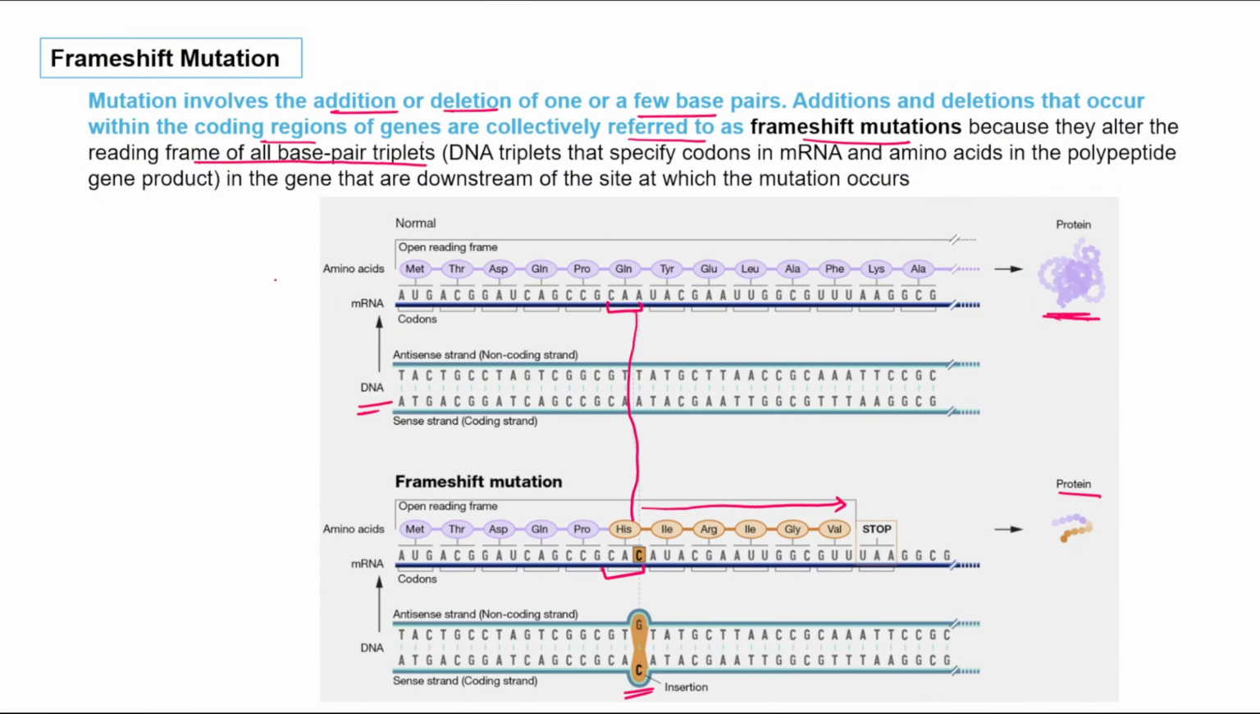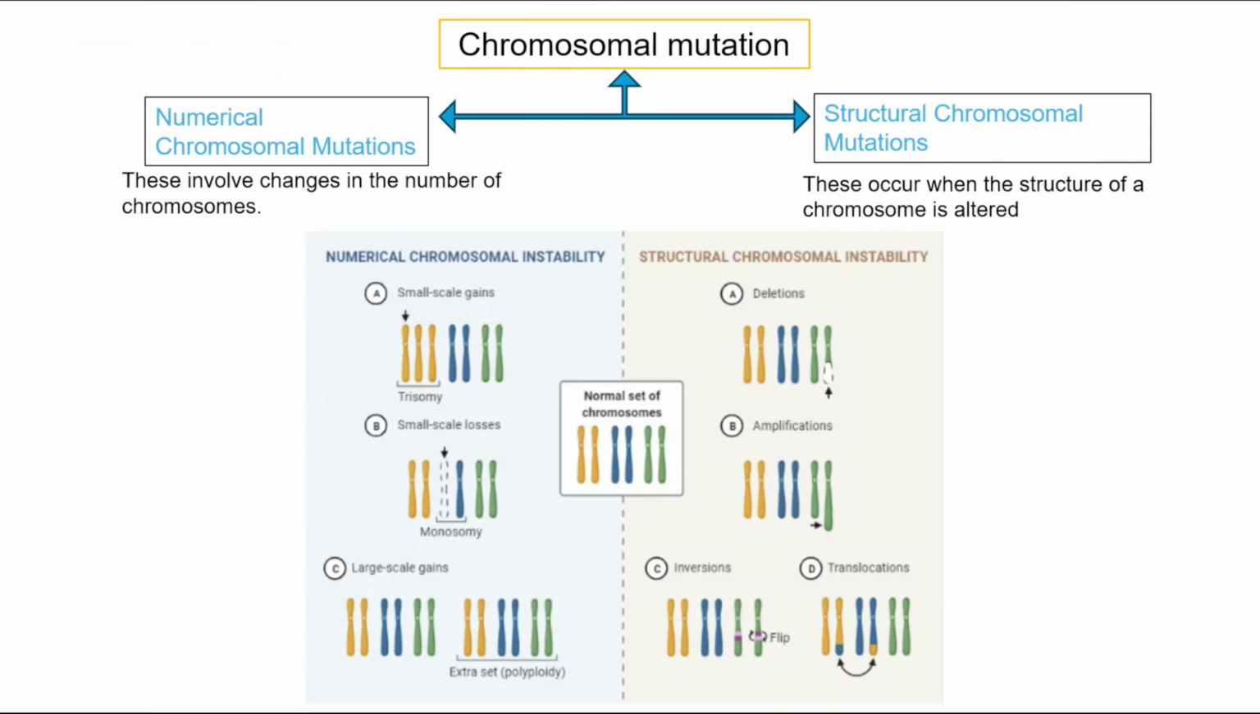So now that we have understood the different types of gene mutation, where a mutation can alter the DNA sequence within a single gene, when the change involves a large DNA sequence or a whole chromosome, we call them chromosomal mutation. Let's look at how these differ.